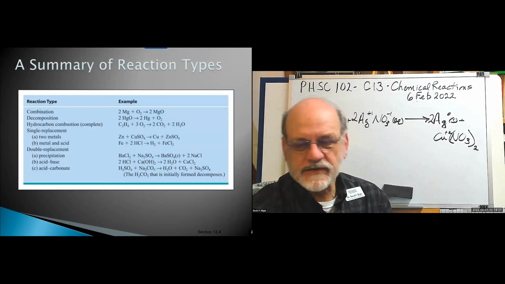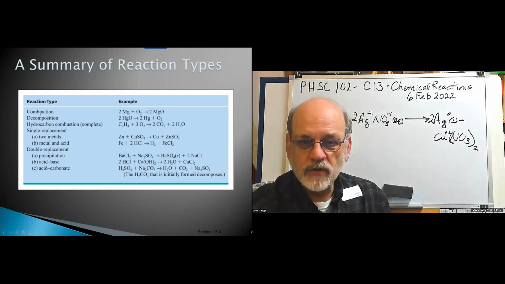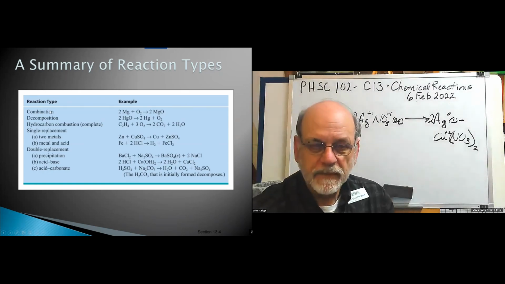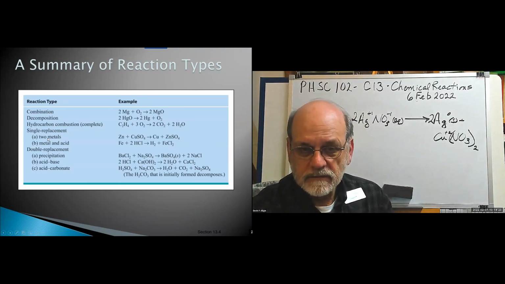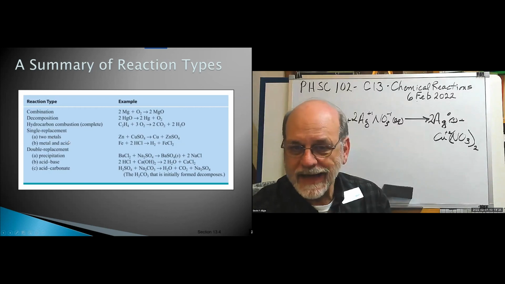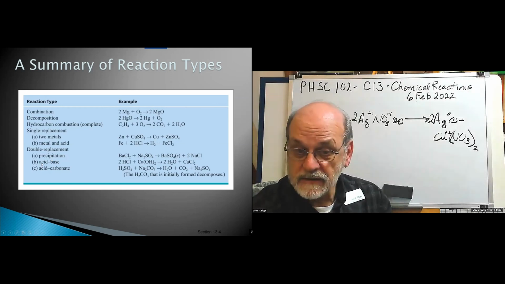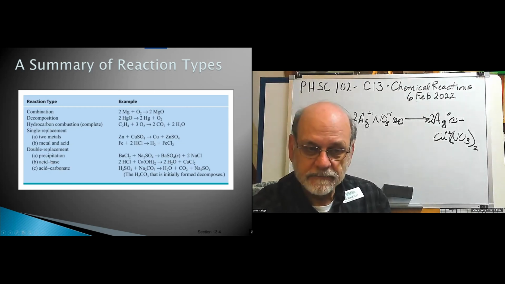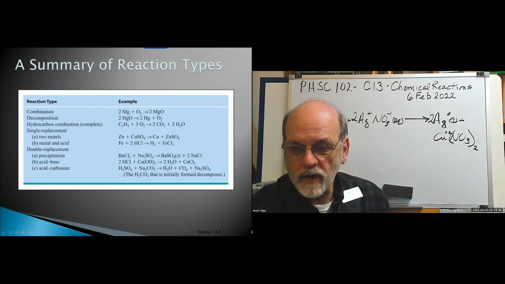Okay, this is a summary of the types of reactions we've looked at so far. Combination or synthesis reactions, decomposition are flip sides, same coin. Combustion reaction, single replacements, where you have two metals or where you have a metal and an acid. We just looked at those. Double replacement where you have precipitation. Double replacement where you have an acid and a base, produces water and a salt, right? That's a double replacement. And acid and carbonate produces water, carbon dioxide, and a salt.